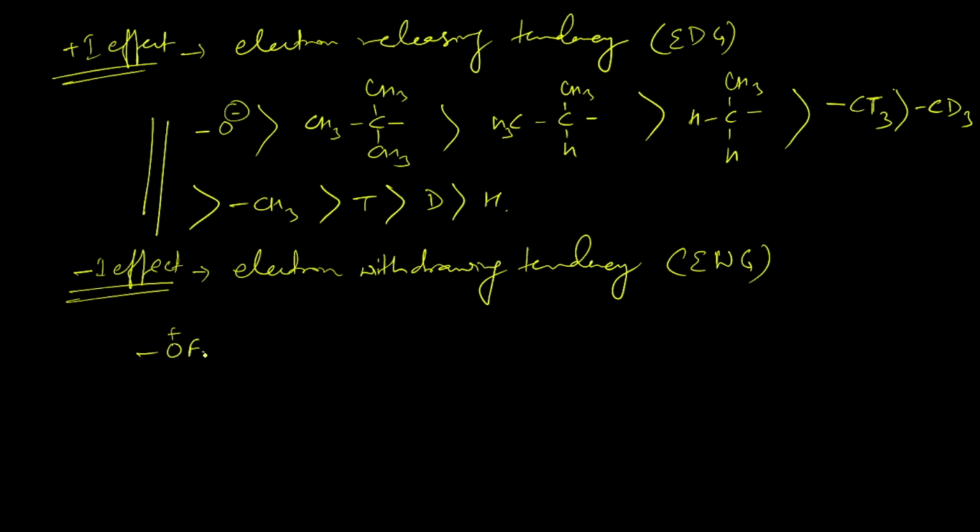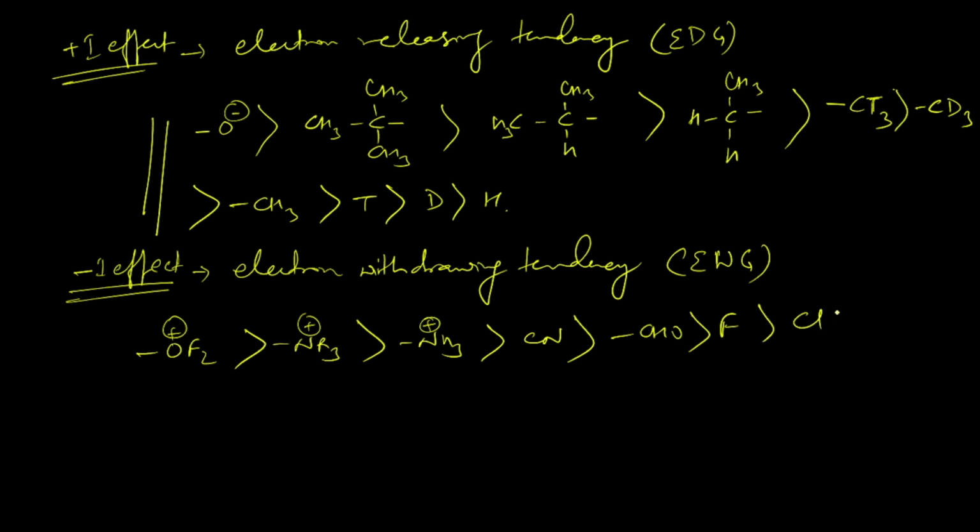It will be like O plus F2, okay, then you will have NR3, then NH3. Okay, these are the order of plus I, minus I effect, and then you will have CN, then you will have CHO. Okay, then you will have fluorine, then chlorine, then bromine, then iodine. Okay, likewise it will go, and at the last it will be hydrogen, right? These are some trends of the minus I effect.